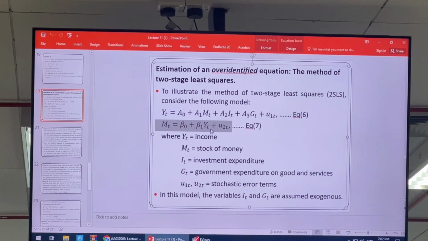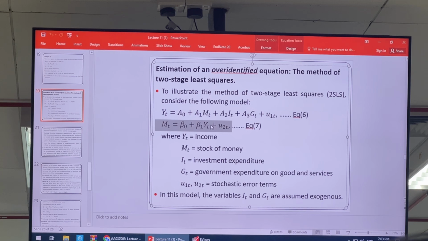Instead of using YT, we need to use an alternative variable, we call it an instrumental variable or proxy for YT, to replace YT, so that we need to make sure that the replacement variable must be free of, or not correlated with, the error term. Okay. So one possible way is by using the fitted value of y instead of y. So it involves two steps, two-stage least squares.